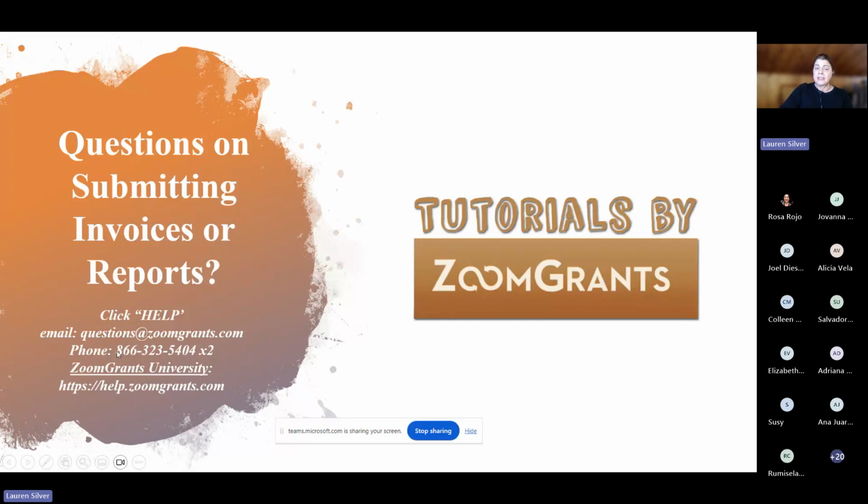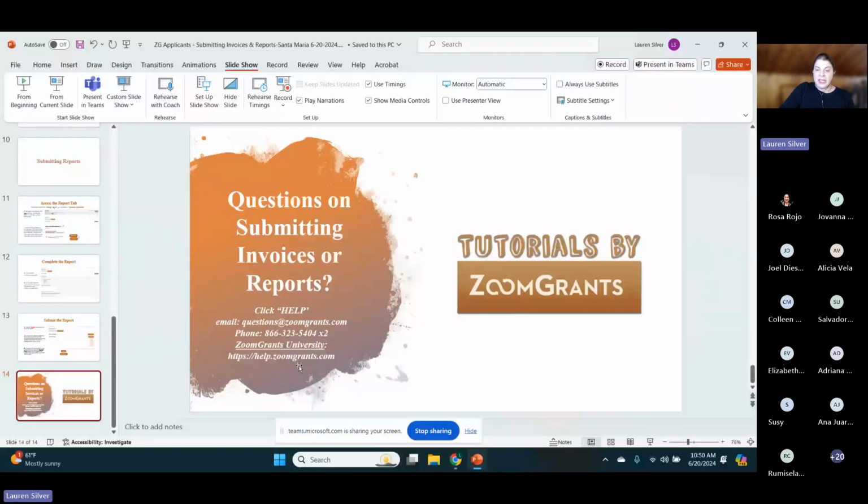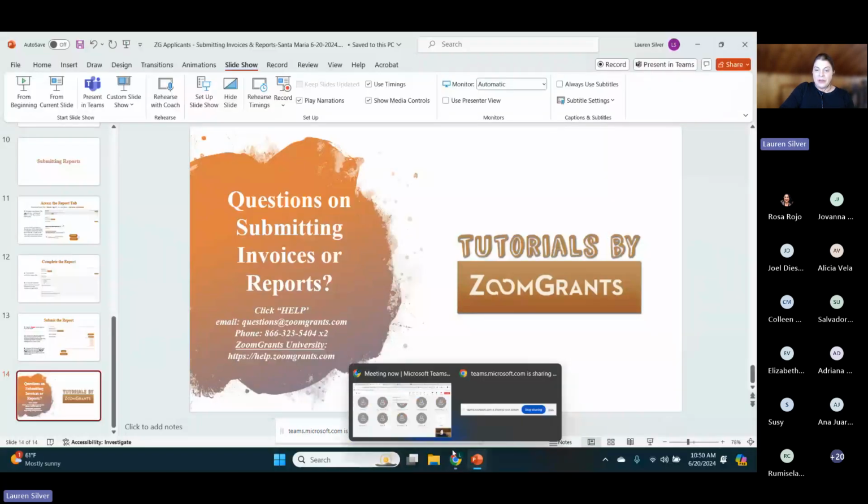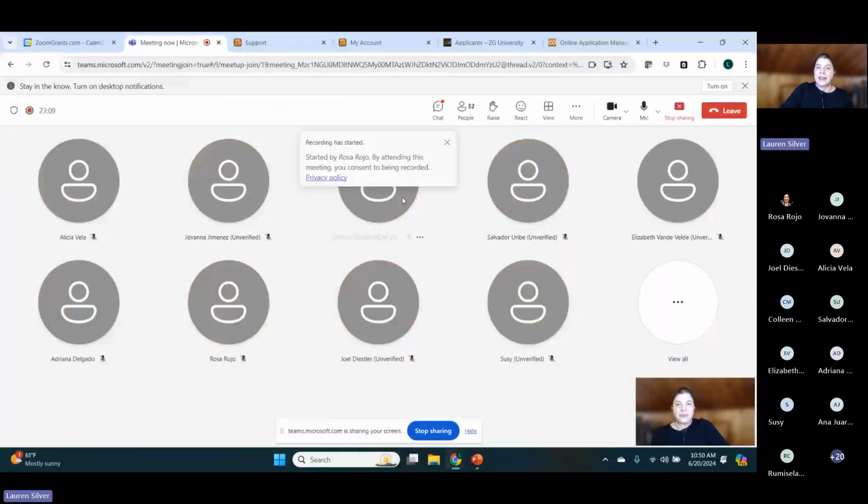And you can also give us a good old fashioned phone call if you like, 866 323 5404 extension 2, as well as access our online database, Zoom Grants University, at https://help.zoomgrants.com.